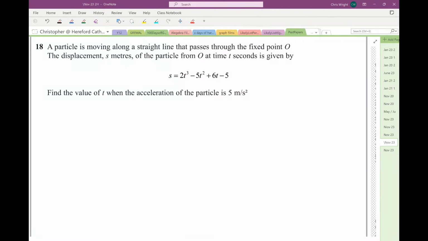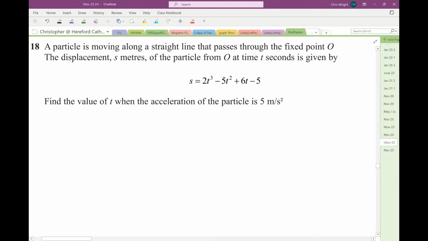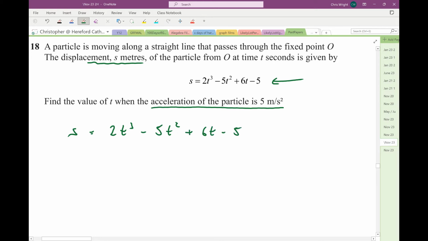Question 18. A particle is moving along a straight line that passes through a fixed point O. The displacement, s meters, at a time of t is given by this formula. Find the value of t when the acceleration of the particle is 5 meters per second squared. Now, did you know that if you have a formula for the displacement, then the first differential, that would be ds by dt, of course, gives you a formula for the velocity of that particle. If you didn't, then just learn it.